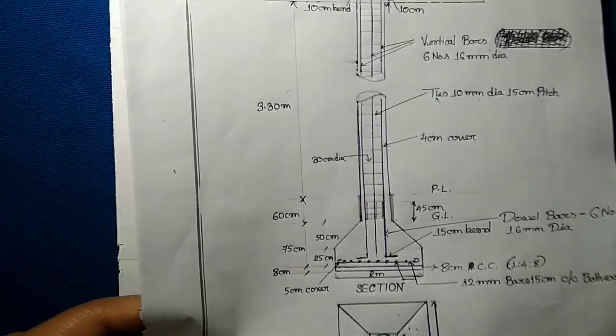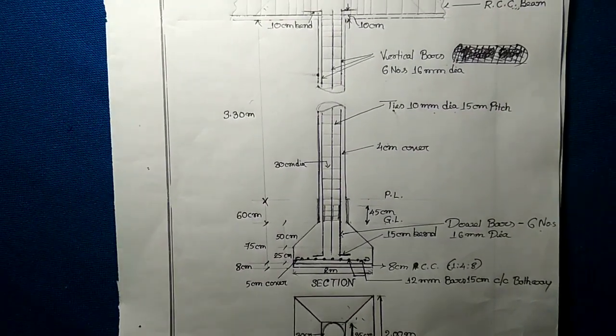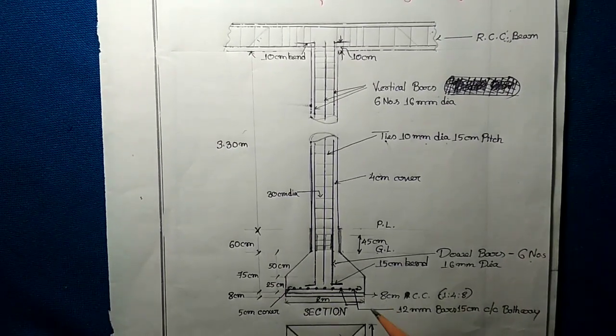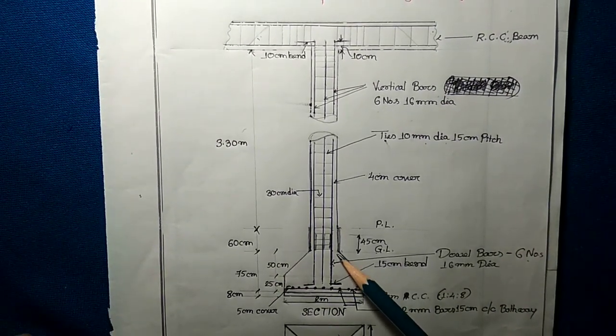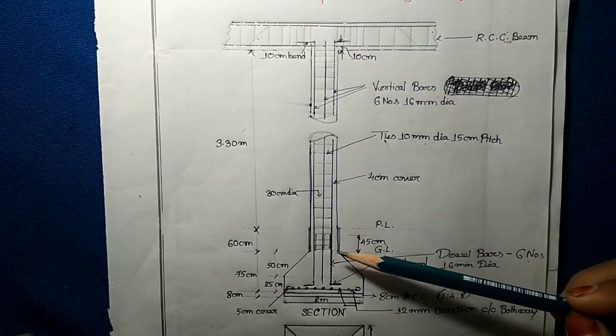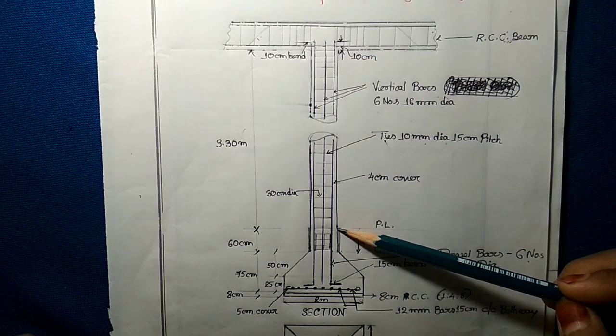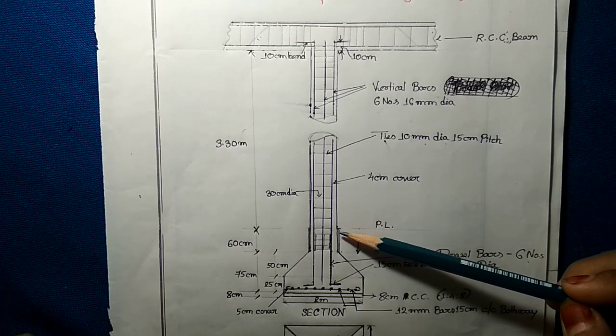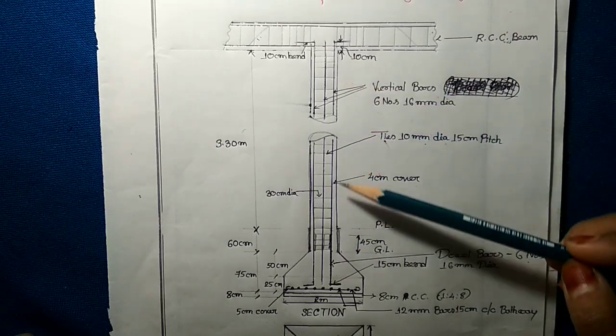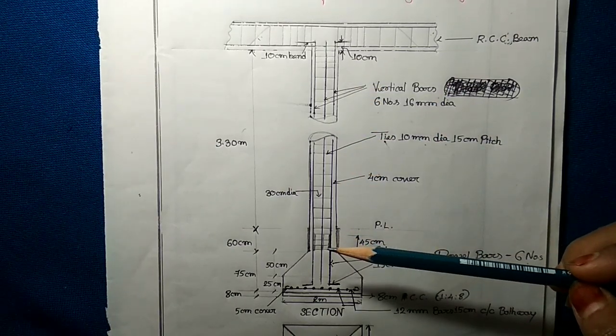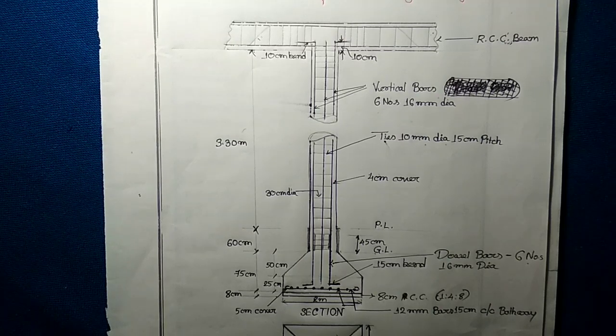Next, coming to RCC work in column. See, in this section you can clearly see the column portion up to plinth level is square, and above plinth level it's circular. How can you say it's circular? Wait, I'm giving you one clue for that.